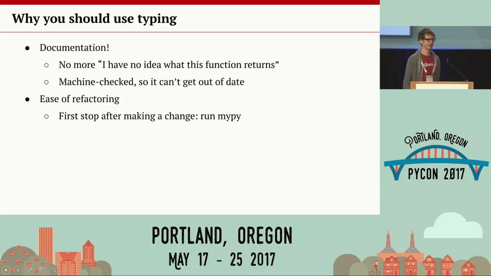So there's no more thinking about what kind of tuple is this, what kind of stuff is in this tuple, because you have to say explicitly what sort of tuple it is. And because you run a tool like MyPy, Dropbox's type checker, to make sure the type annotations are correct, your documentation can't get out of date. Another benefit is that it makes it a lot easier to refactor code. I find that usually after I make a big change to this code base, the first thing I'll do is run MyPy to make sure that all the types still check out, and it will find a lot of the bugs that I encounter.